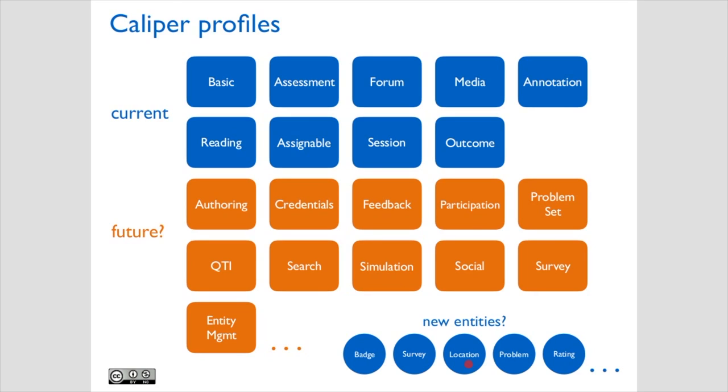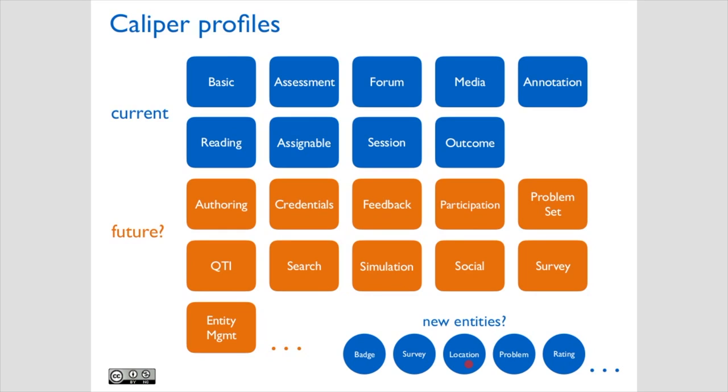It's the idea of encouraging those who are providing services within this arena to operate from a known set of controlled vocabularies. In the case of Caliper, as you can see at the top, we have just a modest set at present: assessment, forum, media, annotation, reading, and so on. We also have what we call the basic profile, which I'll talk about in a minute when we look at a Caliper event. The basic profile is rather similar to, or draws inspiration from, xAPI.